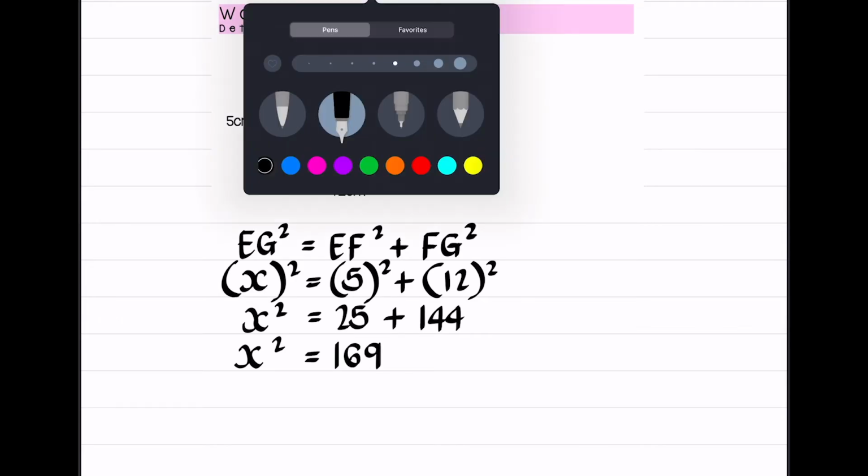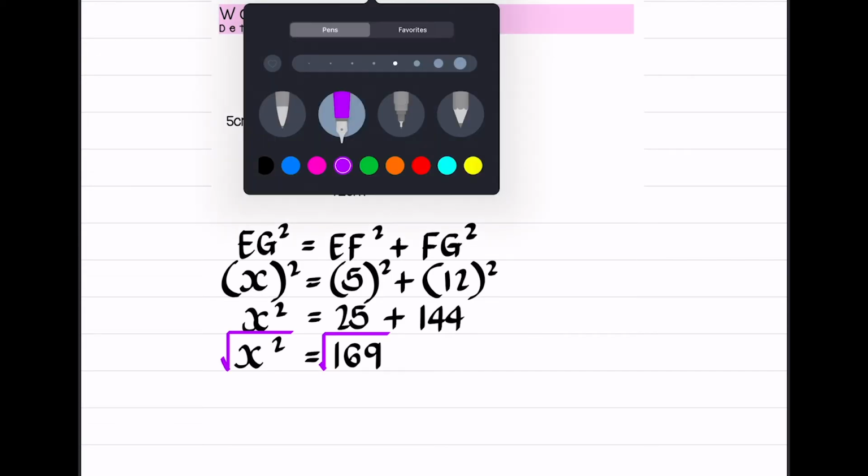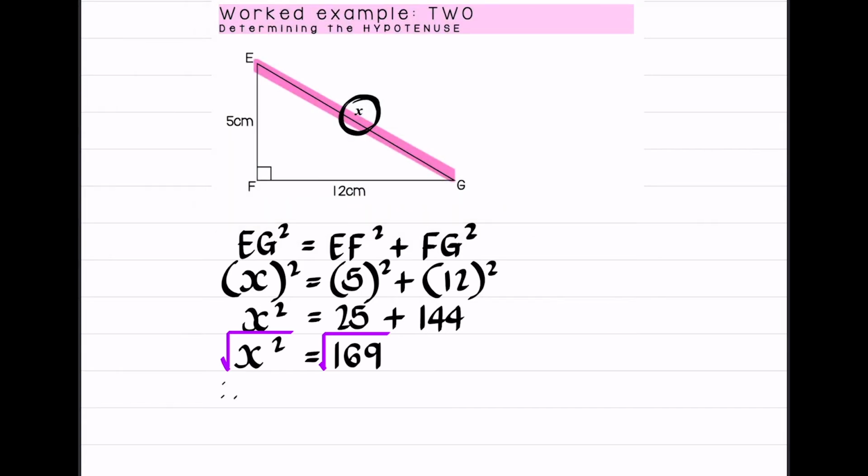But I'm not looking for x squared, I'm looking for x by itself. So that means I'm going to do the opposite of square, which is square root. And I'm going to square root both sides of this equation to keep it balanced. So the square root of x squared is therefore equal to x, which is equal to the square root of 169, which is 13. Carry down your unit, centimeters.